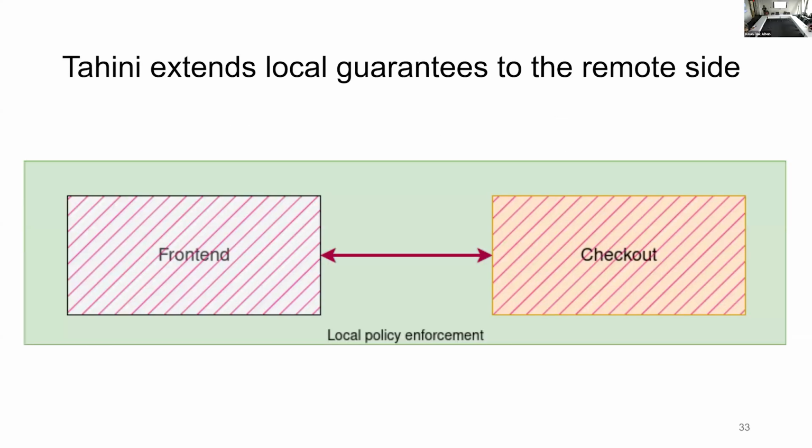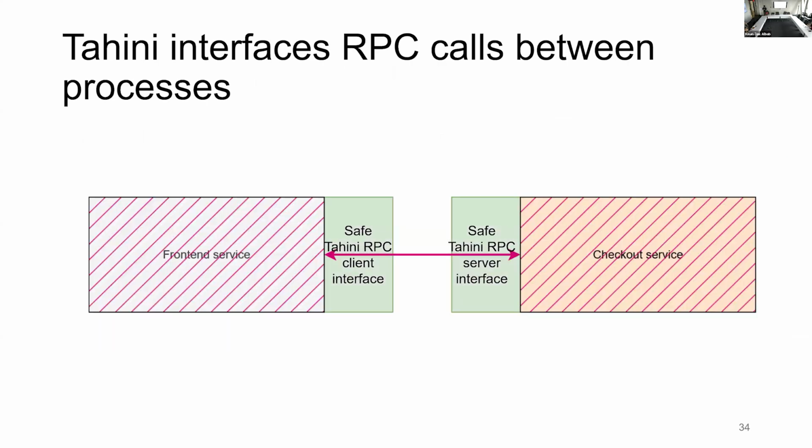Now, what Tahini does is that it takes the picture we had previously with the two separate services that each had a local policy reasoning and unifies it. How does that look in practice? So what Tahini does is that it has some interface that provides safe RPC clients and server.